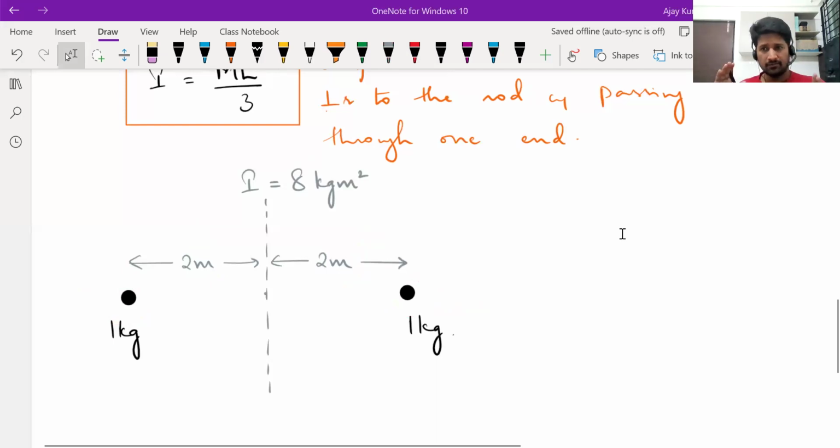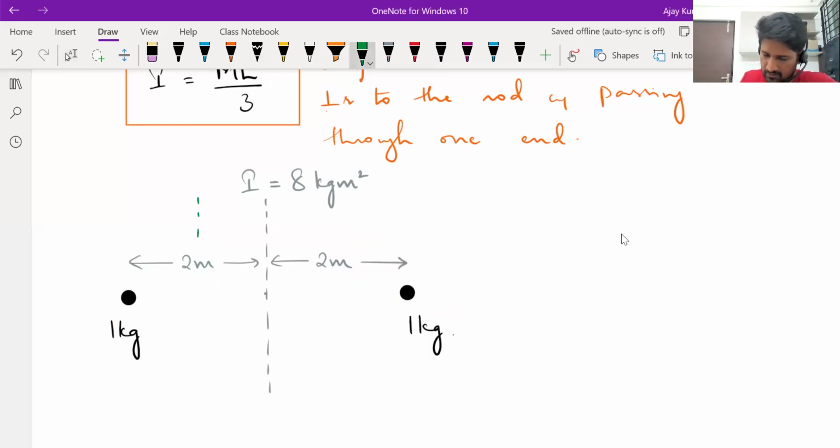Fine. For the same two-particle system, let's take a slightly different axis now. This one. What about the distances? Distance of this mass from this axis is 1 meter. Distance of the other mass from this axis is 3 meters.